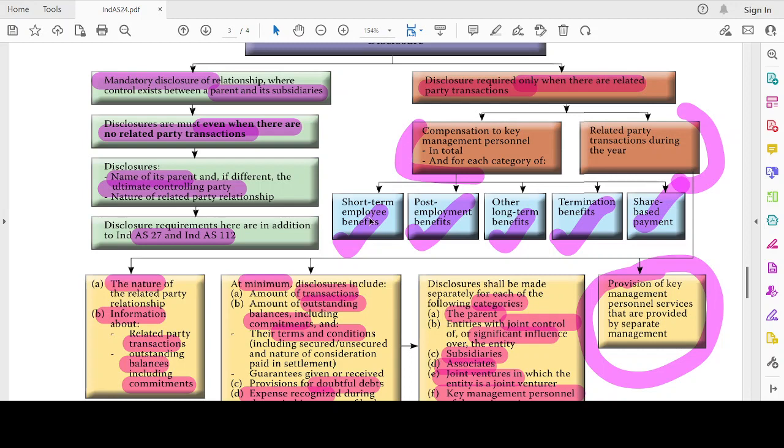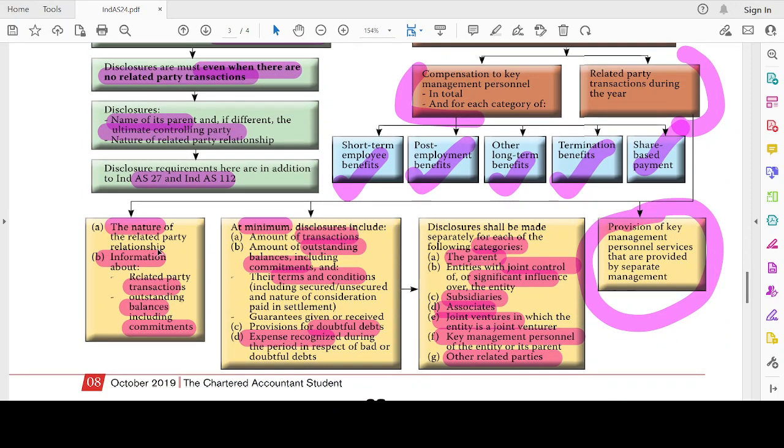Short-term employee benefits like annual salary, post-employment benefits like gratuity, other long-term benefits, and then termination benefits, share-based payment, the ESOPs, something could be there, right? Related party transactions during the year, the nature of related party and the relationship, okay? And information about the transaction, balances, commitments, okay?